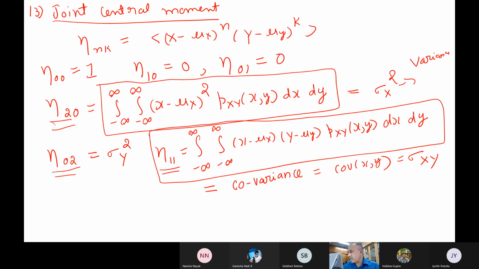This has a very interesting property. Suppose I add a constant a to x and b to y. I have shifted my x-axis by some constant value a, and y also by b. The origin has been shifted. Now what happens to the covariance? See this expression and tell me.